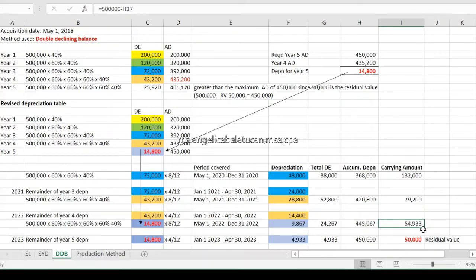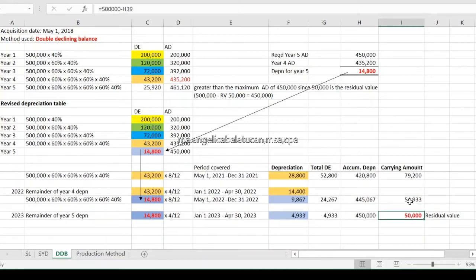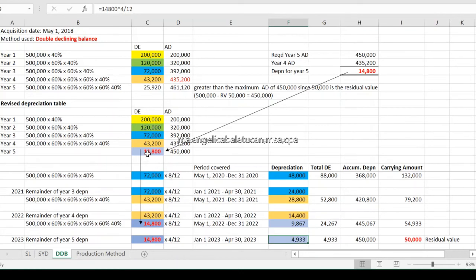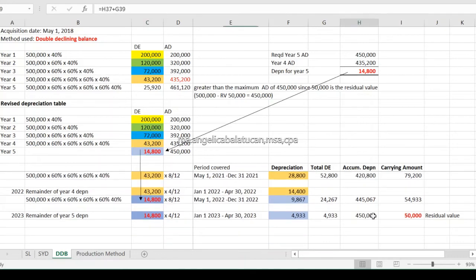Okay, and our carrying amount as of this time is 54,933. So to arrive at our residual value of 50,000, we will be needing 4,933, which is exactly the answer if we multiply the 14,800 times 4 over 12. So that's 4,933. So the difference here is that we need to adjust the final year so that it will suit the required accumulated depreciation basing on the required residual value, since we have indicated that at the end of 5 years, the residual value should be 50,000 pesos. Okay.